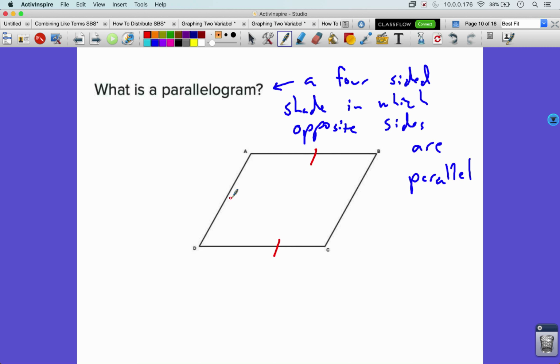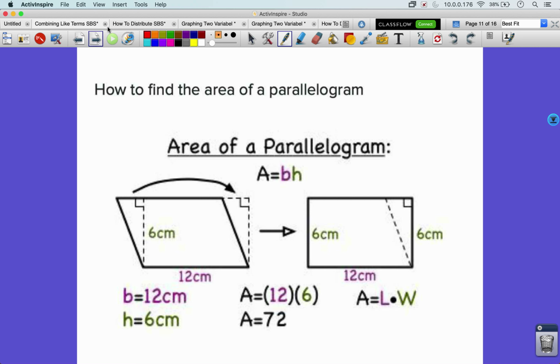We can show that by putting a little line through both of them, and this side is parallel to this side. Since they're different, parallel, we can do 2 lines to show that these are parallel. All right, these angles are not right angles. They don't have to be right angles for these to be parallel.